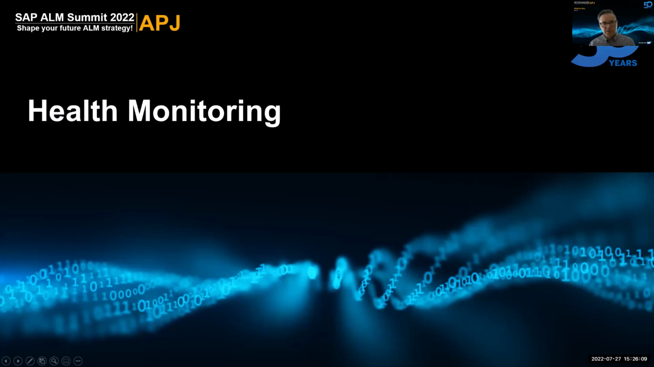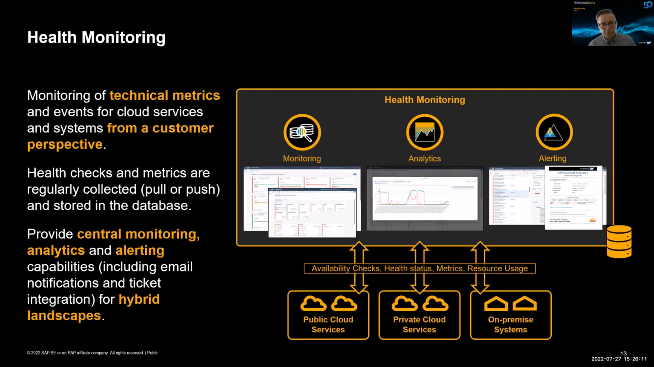Second use case is the health monitoring. Health monitoring is mainly about monitoring of technical metrics you would want to monitor for your cloud services and systems from customer perspective. So especially in the cloud environment, if you have a SaaS service, I mean, in your hybrid landscape, it depends a little bit on the operations mode of a service or of a system. What do you have to monitor?